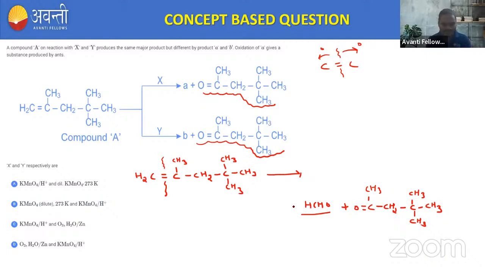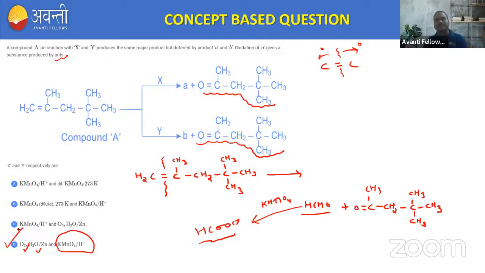Now when this formaldehyde is treated with KMnO4 oxidation, formic acid will be formed. So which of the following is the correct set of reagents? How do we know it is formic acid? They already gave it: oxidation of A gives a substance produced by ants. So you have to identify X and Y. Here X is O3/H2O, that is ozonolysis, and Y is oxidation by KMnO4. So the correct option is D: O3/H2O in presence of zinc, and KMnO4. So this is the correct sequence.